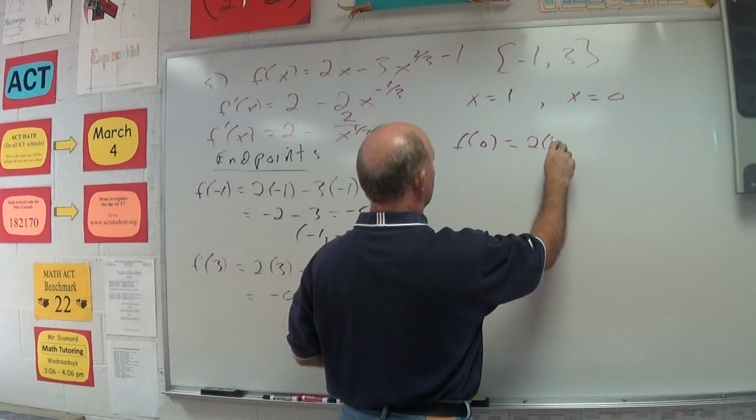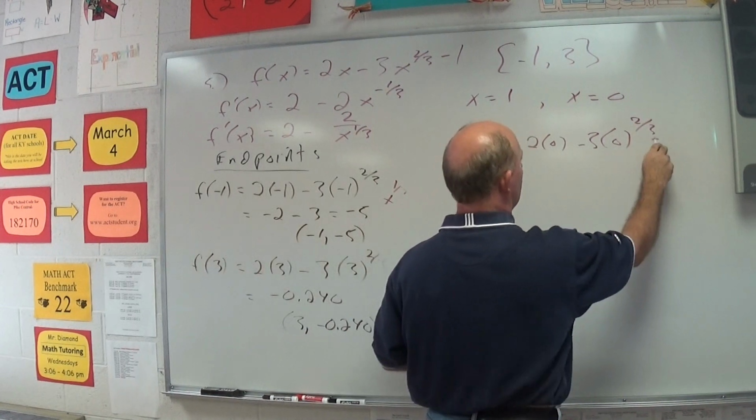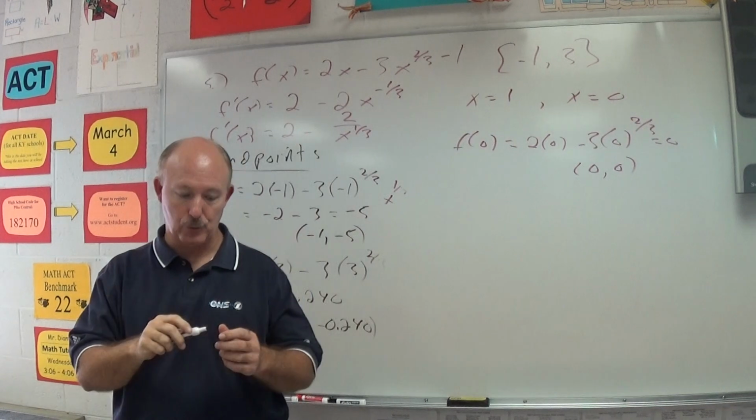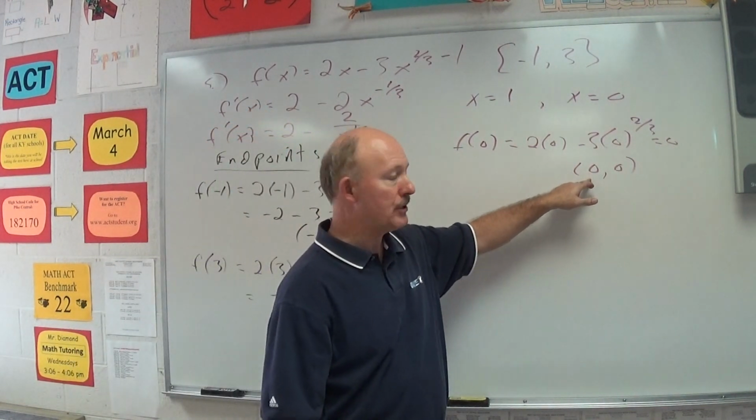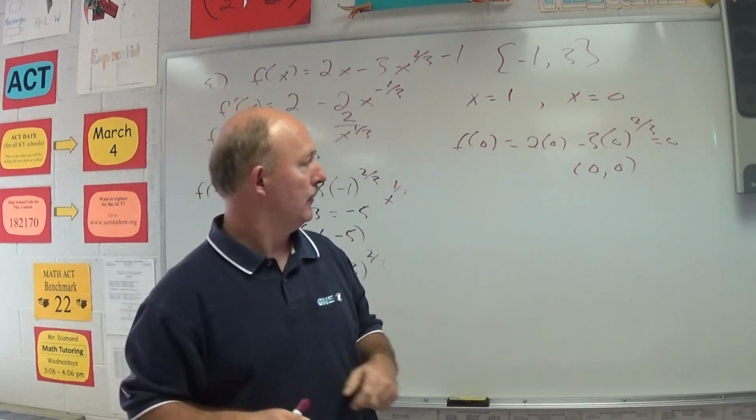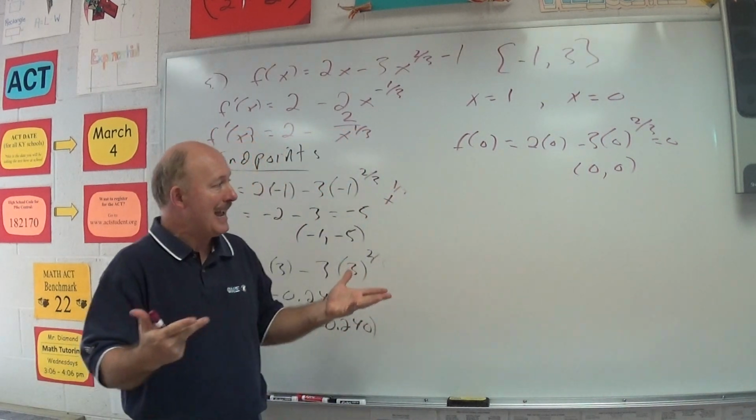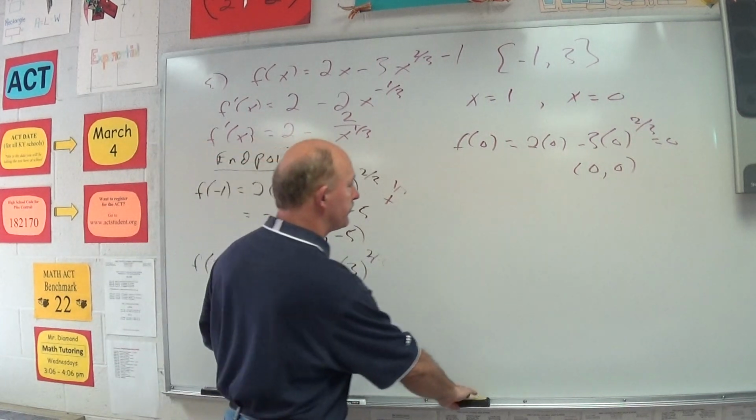This is 2 times 0 minus 3 times 0 to the 2/3 power, which gives us a 0. So our first critical point this time is at (0, 0). Remember, x equals 0 is the critical number. The point (0, 0) is the critical point. It's possible this could be an absolute maximum or absolute minimum compared to the others here.